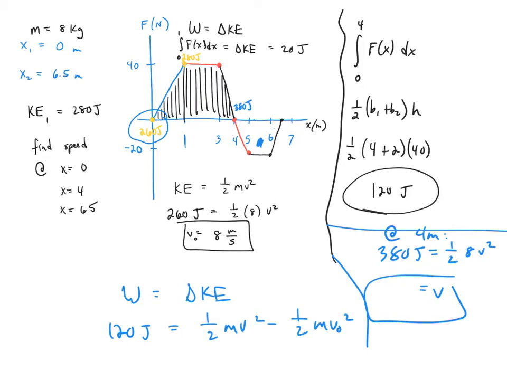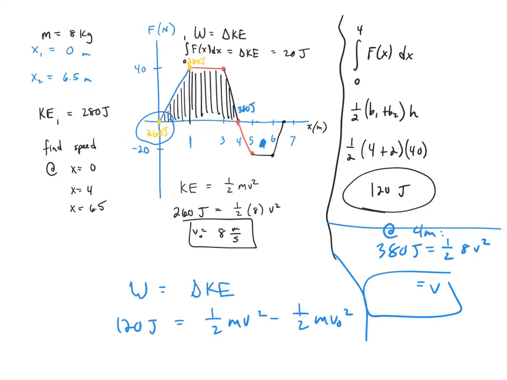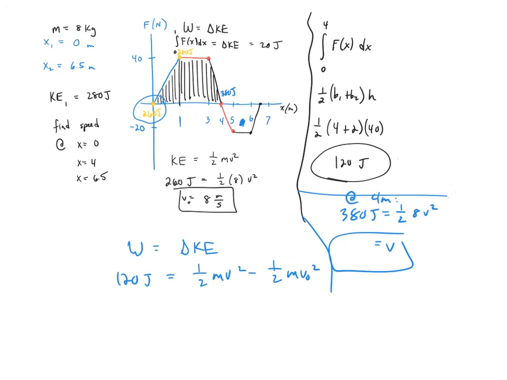So if I look at this problem, I can see that I've got the initial velocity here, right? That initial velocity was 8. And this kind of problem is going to come up, where you're given the initial velocity and you want to find the velocity later on. So 120 equals 1/2 times 8 times v squared minus 1/2 times 8 times 8 meters per second squared. And as a result, I can get v.